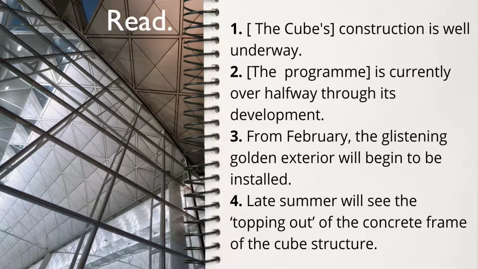To understand exactly what I mean, let's read through some of the main points from a talk about an architectural development called the cube. So number 1, the cube's construction is well underway. Number 2, the program is currently over halfway through its development. Number 3, from February, the glistening golden exterior will begin to be installed. And number 4, late summer will see the topping out of the concrete frame of the cube structure.